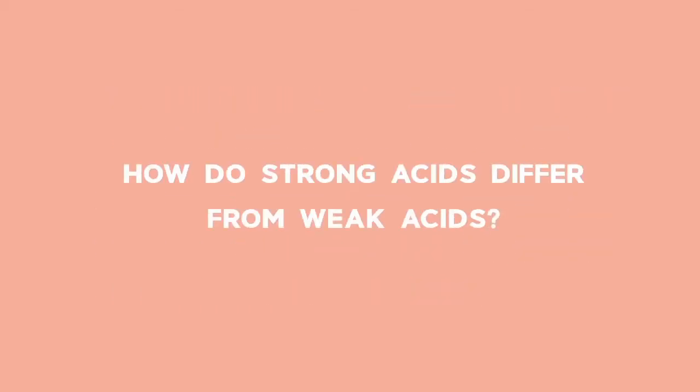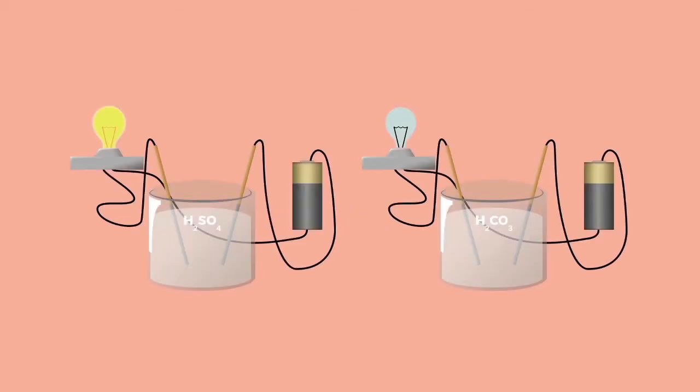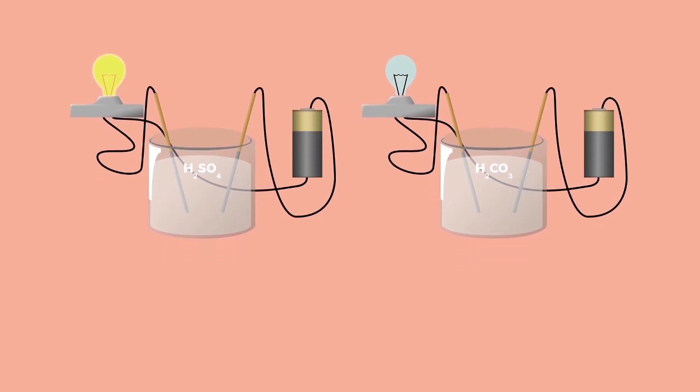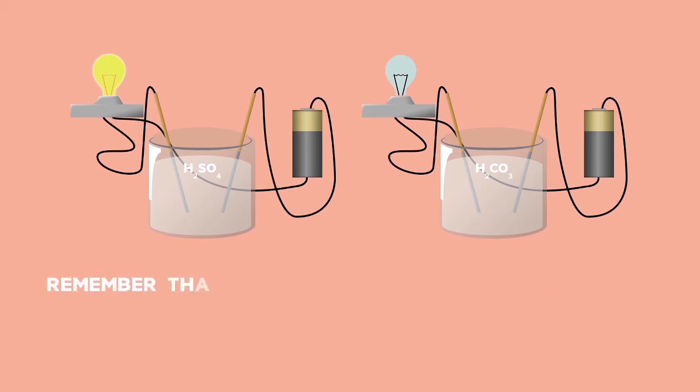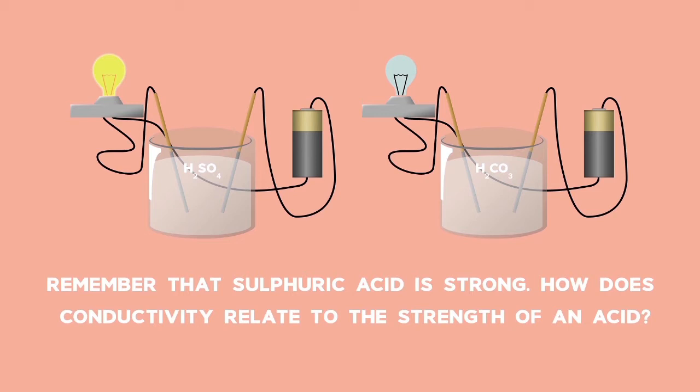We will now move on to find out how strong acids differ from weak acids in the way they behave and interact with bases. Here is the apparatus that we use to measure the conductivity of a solution. We have two beakers, each containing a 1 mole per cubic decimeter solution of unknown acids. One a strong acid and the other a weak acid. Which of these beakers contain sulfuric acid? Remember that sulfuric acid is strong.